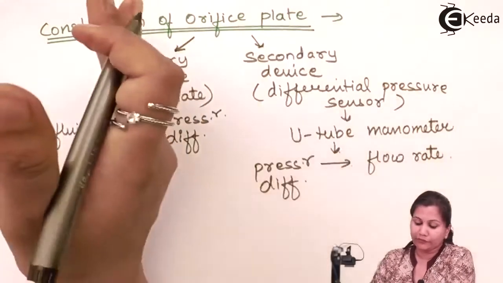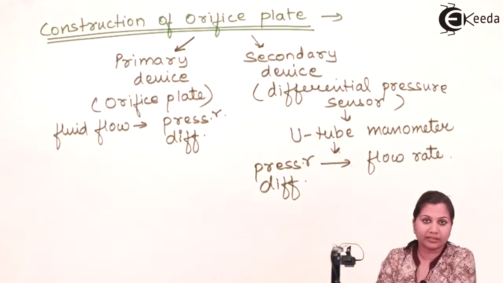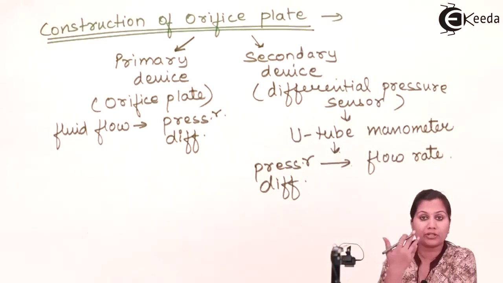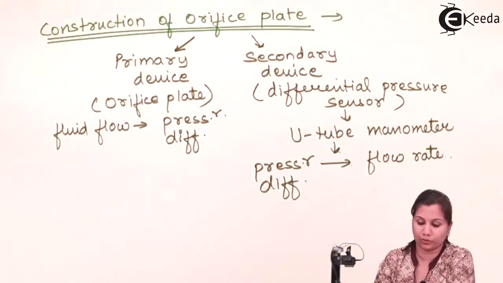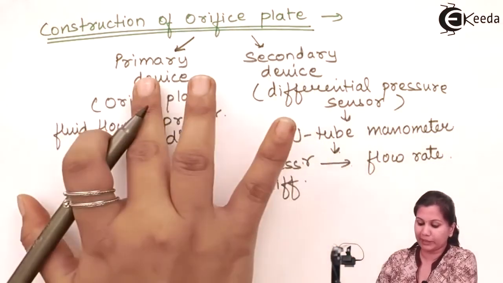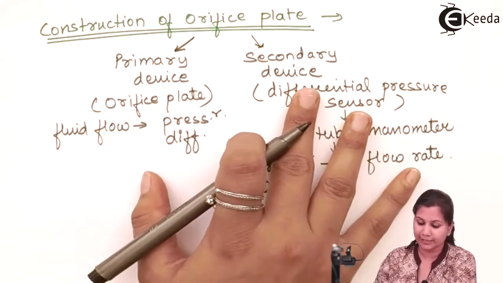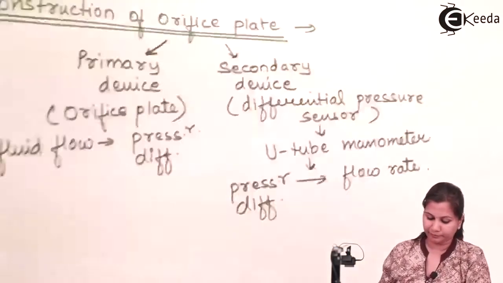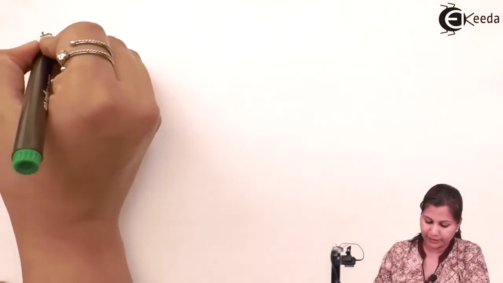So the work of the primary device is to create the pressure difference, and the work of the secondary device is to measure that pressure difference. Okay, so the orifice plate consists of two devices, primary device and the secondary device. Primary device is the orifice plate itself. Now what is this orifice plate? Orifice plate is basically a thin metal plate which is having a hole in between.